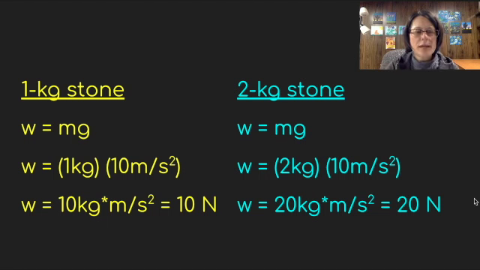For the first case, our 1 kilogram stone, its weight is 1 kilogram times 10 meters per second squared, and we get a value of 10 newtons for its weight. For the 2 kilogram stone, we plug our values into the equation W equals m times g, 2 kilograms times 10 meters per second squared, and we get a value of 20 newtons.